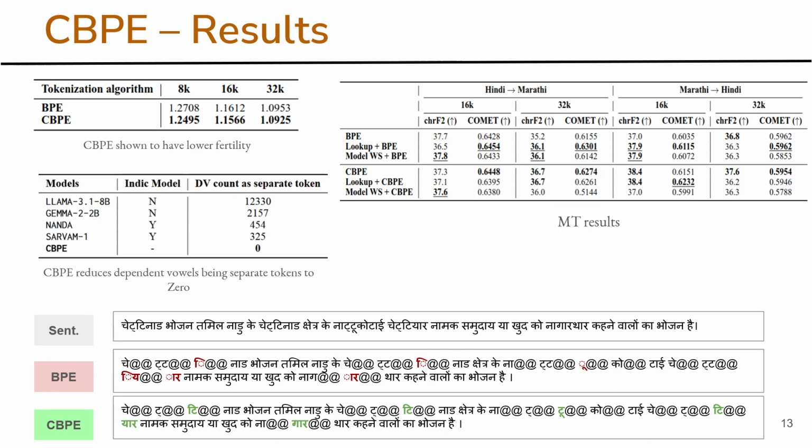We evaluate CBP by intrinsic and extrinsic evaluation methods. CBP has a lower fertility score compared to BPE for both Hindi and Marathi. In machine translation tasks, we observed CBP leads to comparable results to BPE in terms of chrF and COMET scores. In some cases, CBP is shown to yield higher scores than BPE.